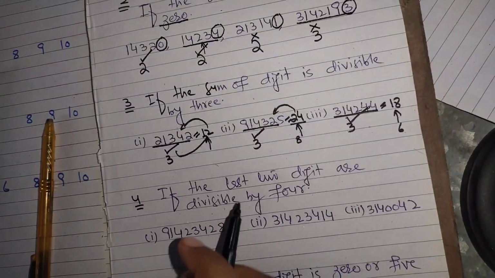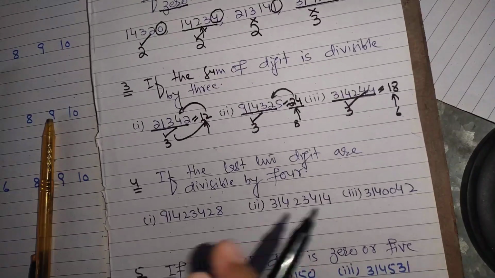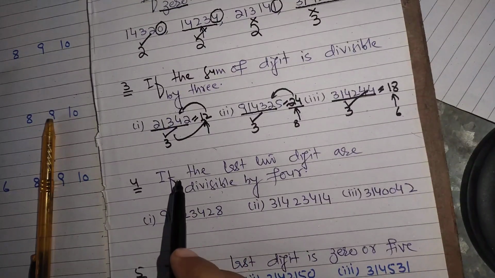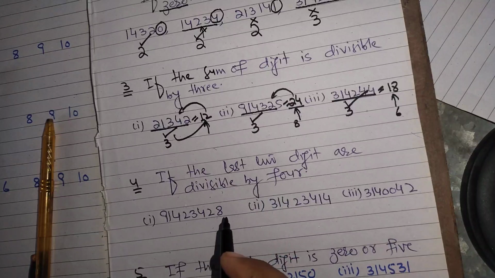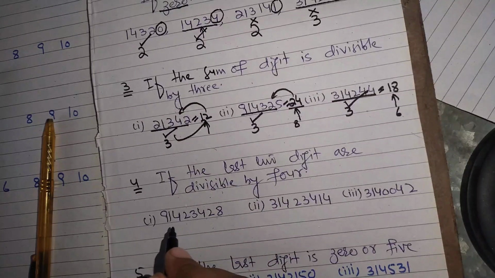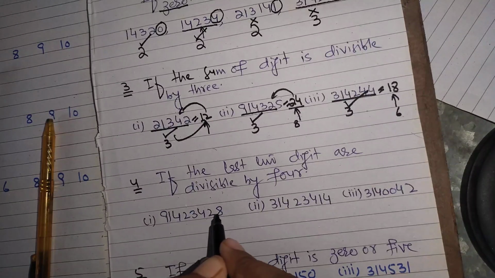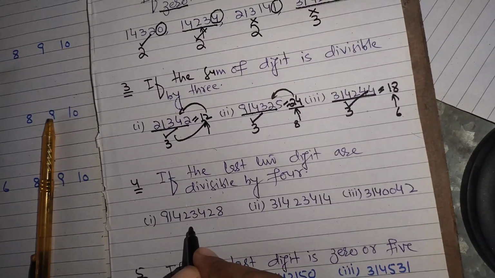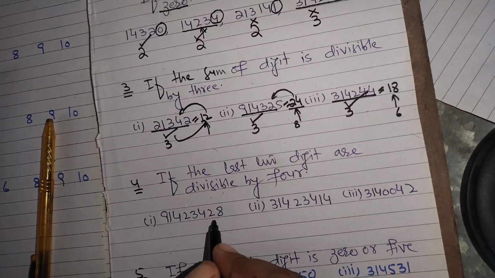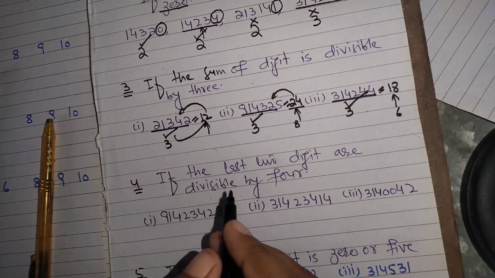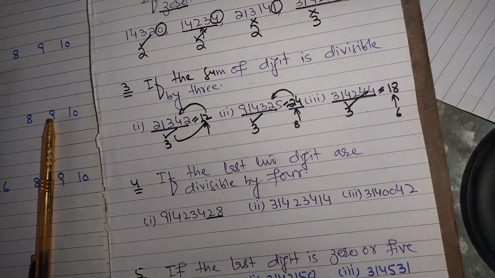And again let's come to the rule of number 4. The rule of 4 says, if the last two digits are divisible by 4, then the number is divisible by 4. If we started from the first digit up to the last, a lot of time would be consumed, so we never check that way. We follow this rule: we check only the last two digits.